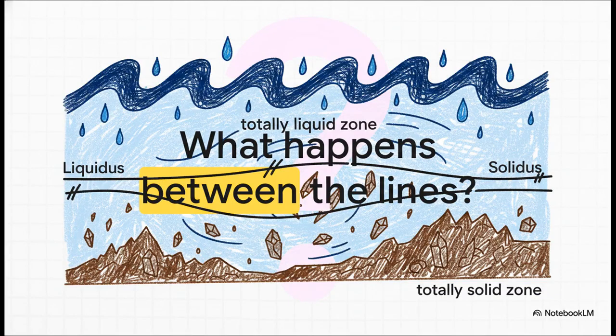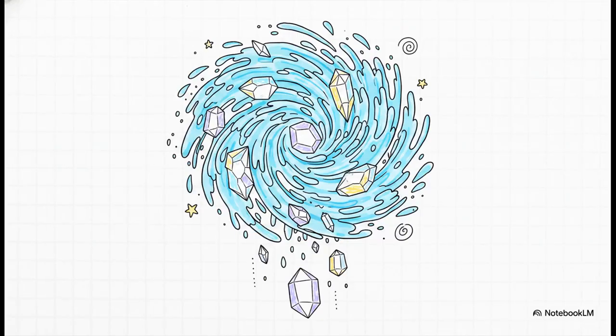So we've got the totally liquid zone up top and the totally solid zone down below. But I bet you're wondering, what exactly happens between the lines? What on earth exists in the geological borderlands between the Liquidus and the Solidus? Well, the answer is this chaotic, absolutely beautiful mix. Right between those lines, we have liquid and crystals just existing together. This middle zone is where all the action happens, really.